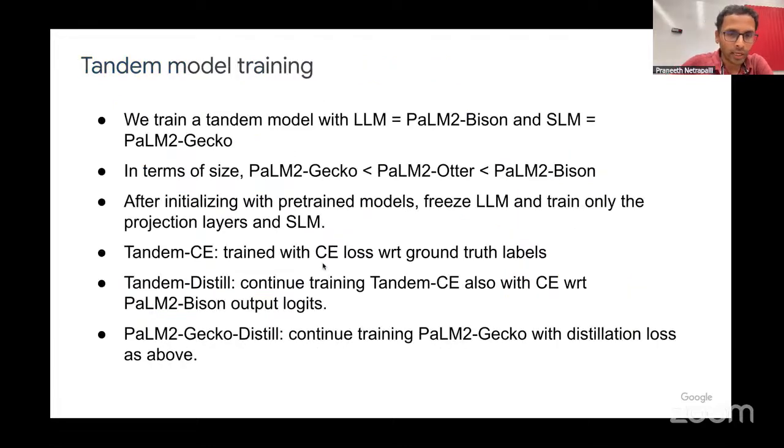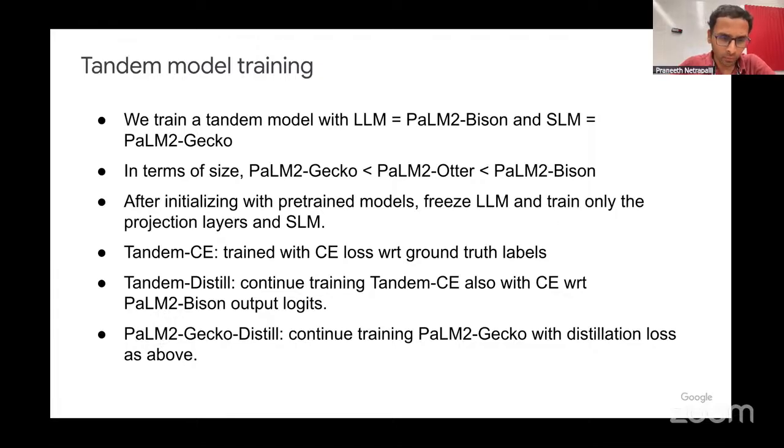Okay, so we train this tandem model with models of different sizes. The exact nomenclature of the models is probably not super important, but we have 3 model sizes, and we train a tandem model with the large model being the largest one and the small model being the smallest one. Roughly speaking, what we want to see is whether this combination of the largest and smallest model can outperform an intermediate model, either equalizing quality and then improving inference speed, or equalizing inference speed and then improving quality.